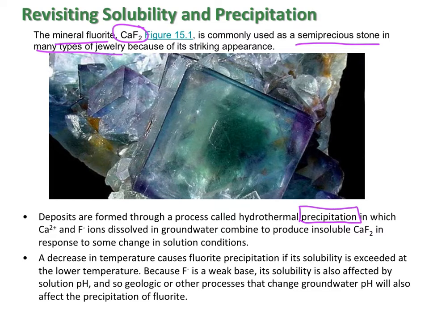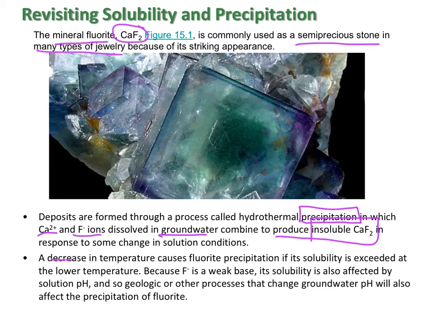I would hope so. In whatever Chem 1 class that you took, you learned about precipitation reactions and solubility. So a precipitation reaction is just whenever you have two aqueous solutions and you react them together and they form a solid. So in this particular case, we have calcium and fluoride ions dissolved in groundwater. They end up combining to form a solid calcium fluoride.